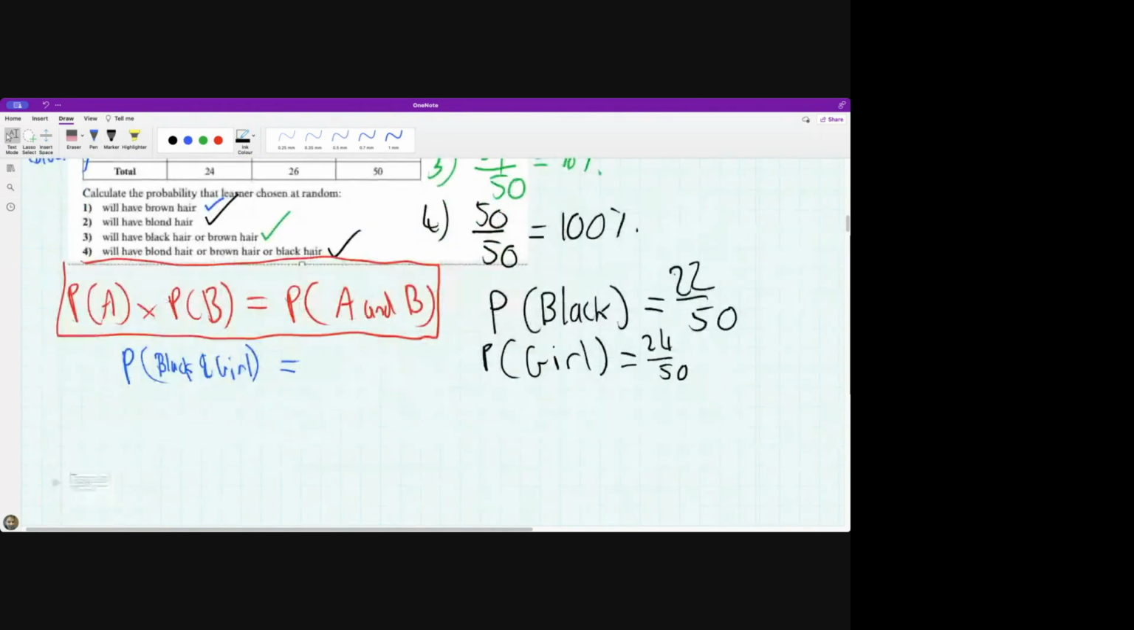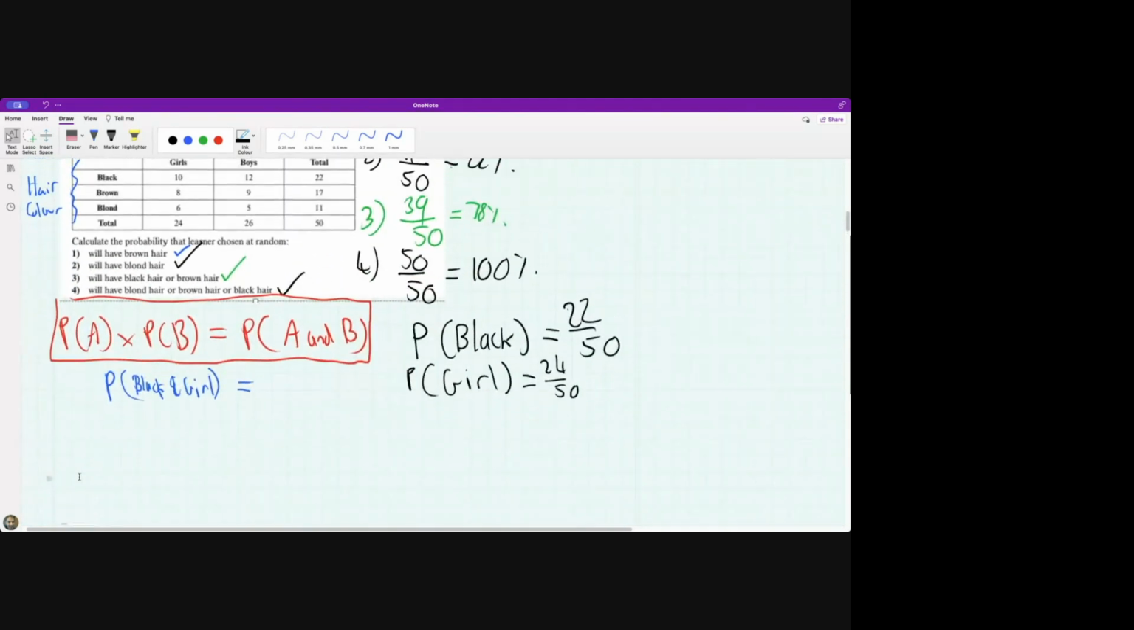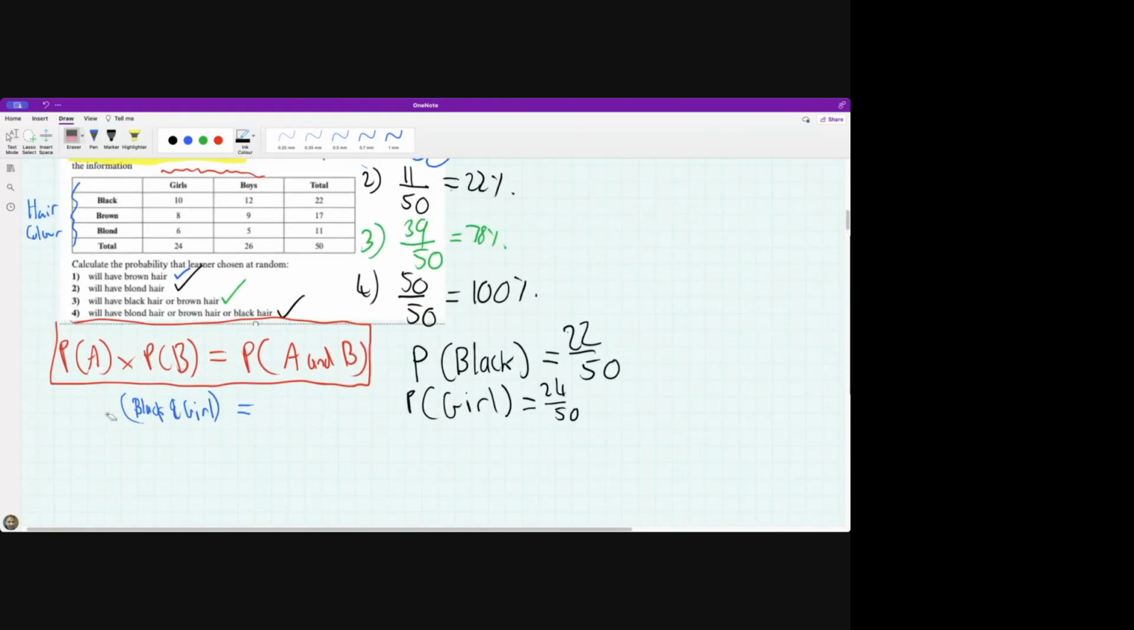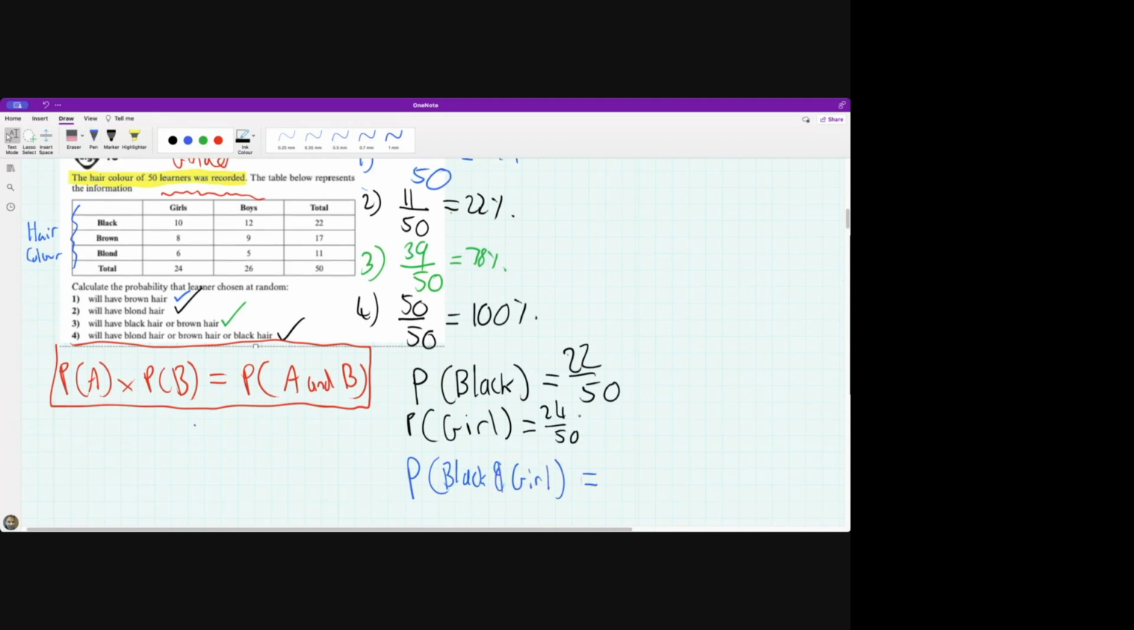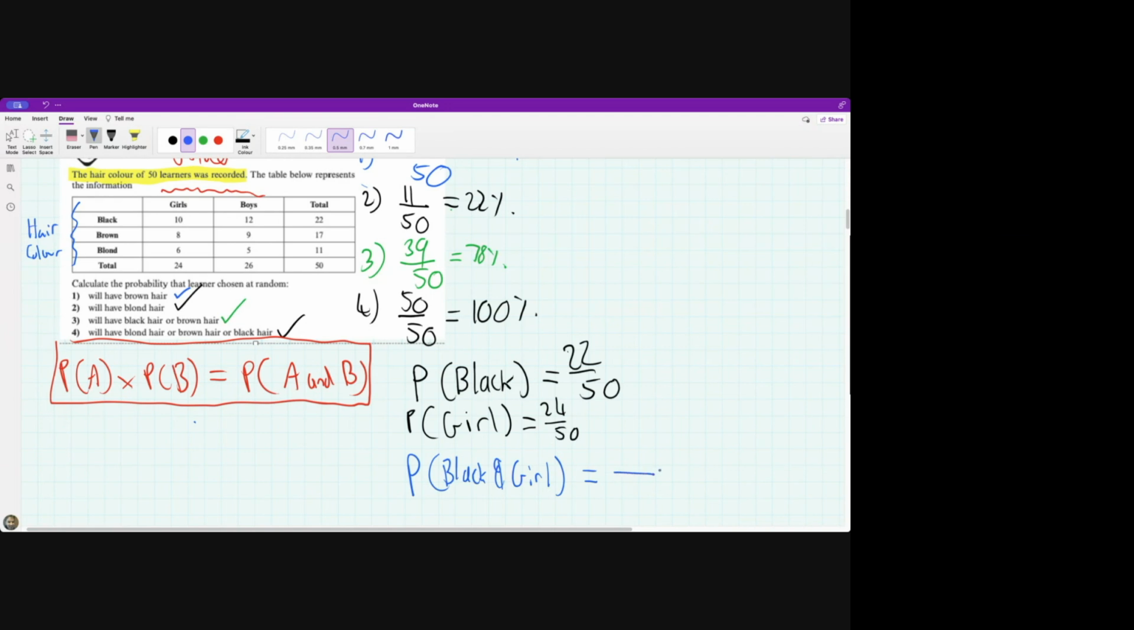In fact, maybe I should even do it below here. So let me zoom in a little bit so we have a bit more space, and I'm going to write this at the bottom where it's logical. I need to work out what is the probability of having black hair and being a girl. Look at the table and tell me, what do you think that probability is going to be? It's still going to be out of 50, but now I have to look. Which part of town am I going to look in? Well, it's the girl part here and the black hair part there. It's going to be 10 out of 50.